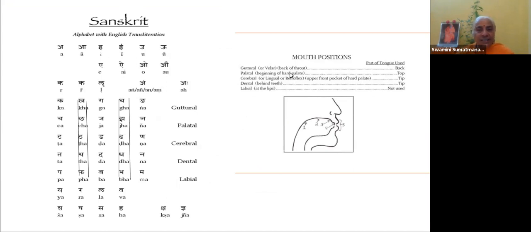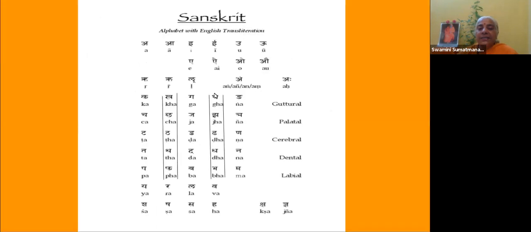Then cha, cha, ja, jha, nya are the palate. See, palate is that region at the back and top. Then ta, tha, da, dha, na, you can see the tongue is hitting the roof of our mouth, cerebral. Then see how the tongue goes behind the upper teeth. Ta, tha, da, dha, na. And finally, the easiest of everything is the lips. Pa, pha, ba, bha, ma. Then we have the semi-vowels, ya, ra, la, va, and sha, sa, ha.